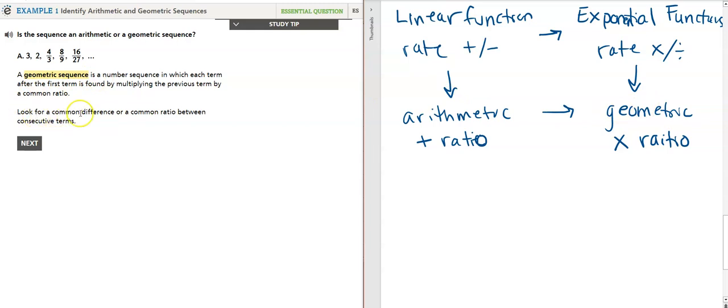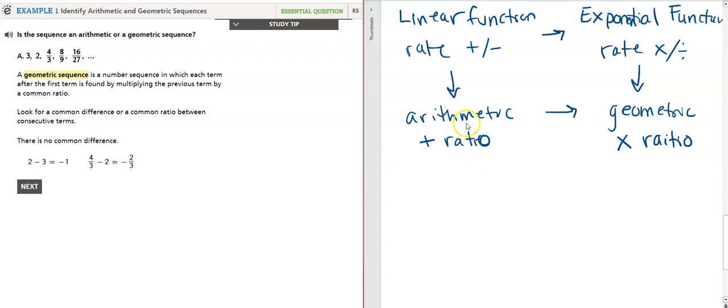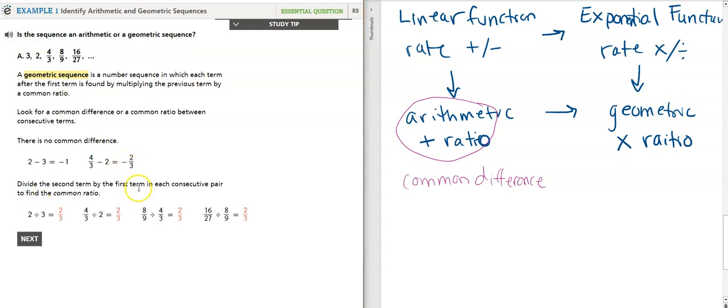The first thing you have to do is look for a common difference or a common ratio between consecutive terms, the terms that are next to each other. Because there's not a common difference, we know that it is not arithmetic. If there is a common difference, then it would be arithmetic. But if I subtract 3 and 2, that's a difference of -1, and if I subtract 4/3 and 2, that's a difference of 2/3. So then we're going to try dividing instead.